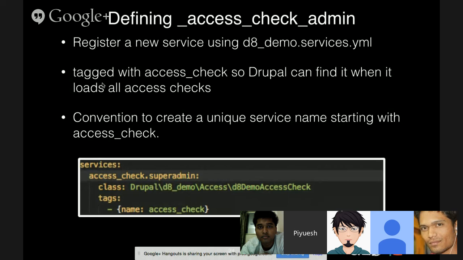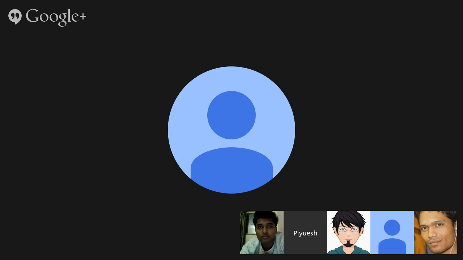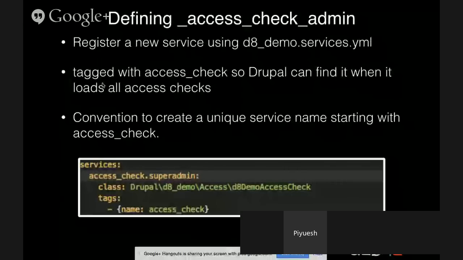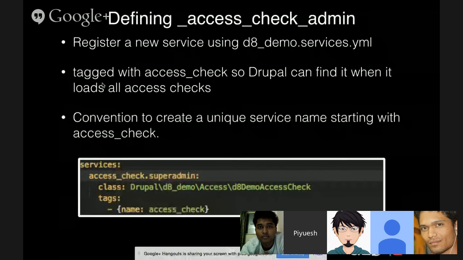Could be a reusable thing, right? I mean, there could be other modules which would want to satisfy the same criteria. So what you need to do is define it as a new service. This needs to be tagged with access_check because it's going to be an access check service. And then, yeah, the format stays the same.